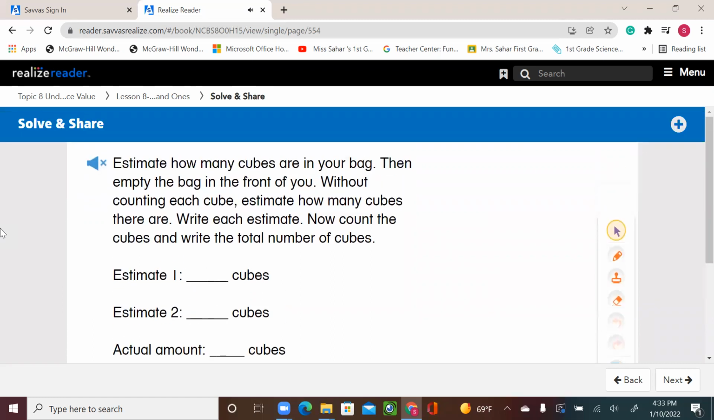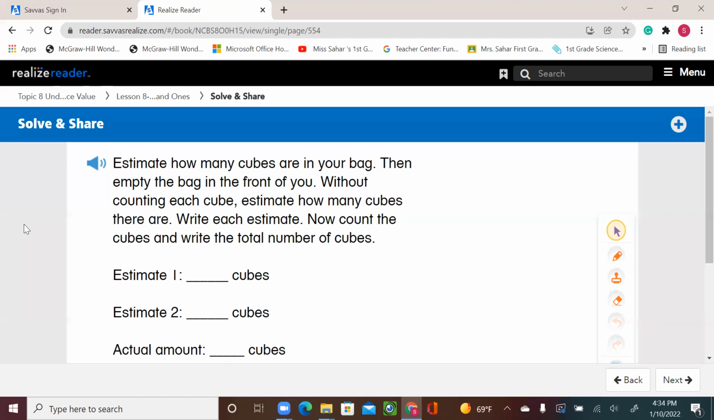Estimate 1, cubes. Estimate 2, cubes. Actual amount, cubes. Okay, so you're going to play this game. It's a fun question, but let me explain what we mean when we say estimate. When I say estimate, it means I give you something and I say, can you guess? So I give you, let's say, a bag of marbles, or a bag of counters, or a sheet of stickers. When you look at it, you can say, well, I think there are 25. And I say, okay, so you estimated it's 25. Now let's count them.